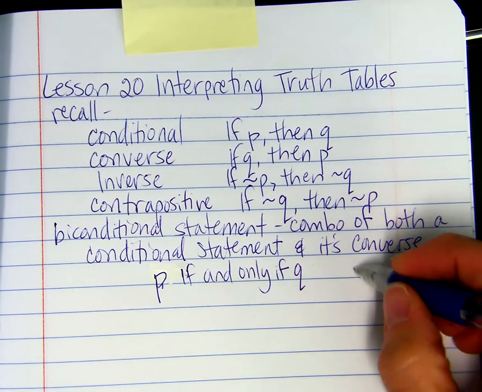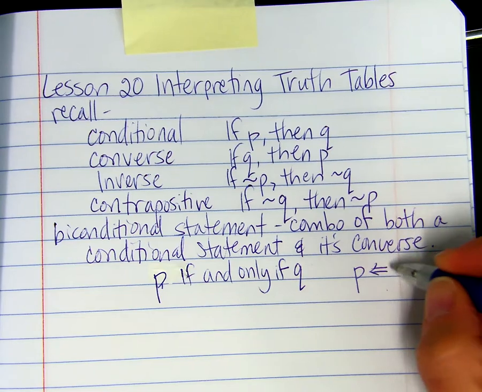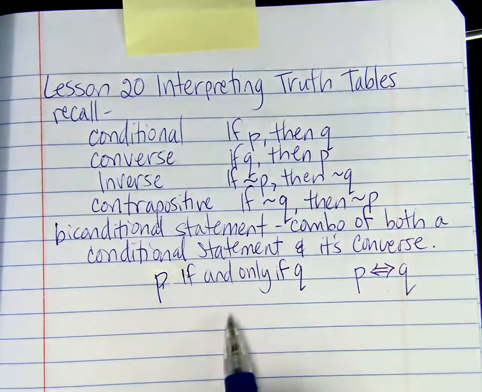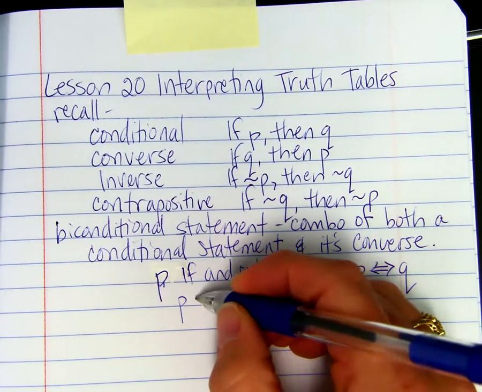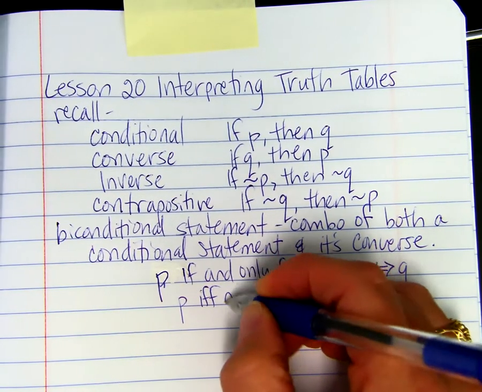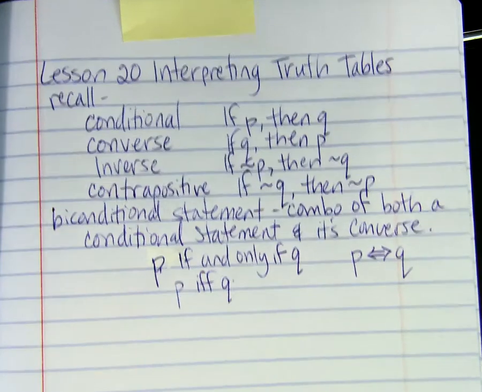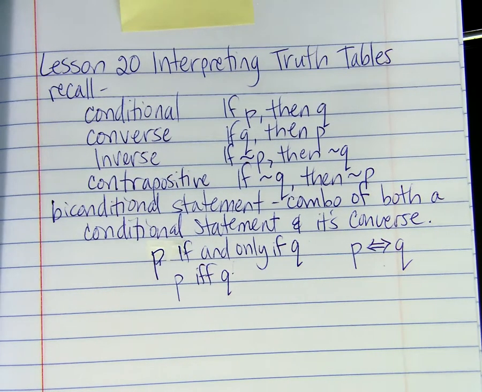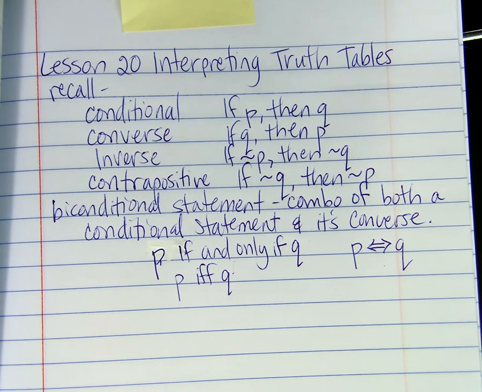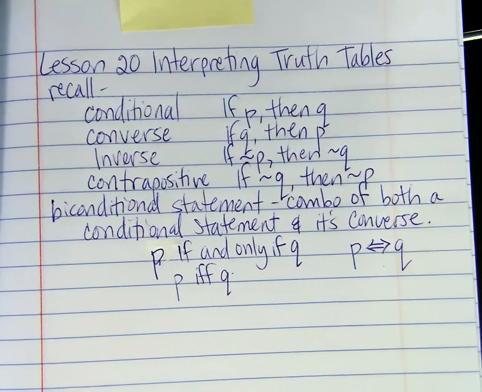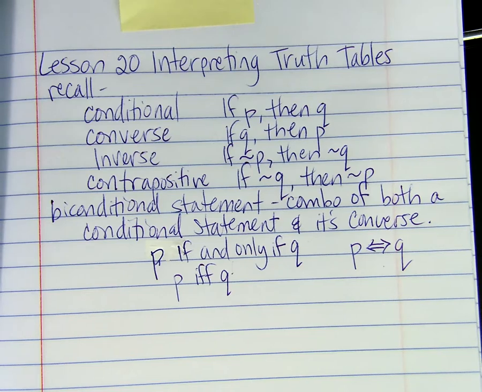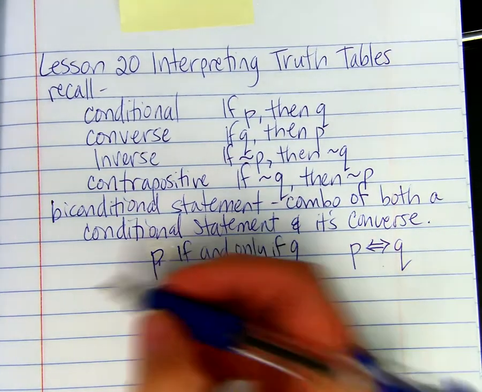We can write P in a double arrow. So instead of writing if and only if in your statement, you actually can do the double arrow, or you can do IFF, if and only if. So biconditional statements are only true if both the conditional statement and its converse are true.